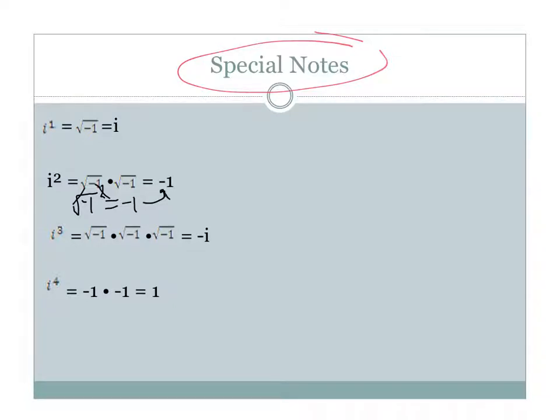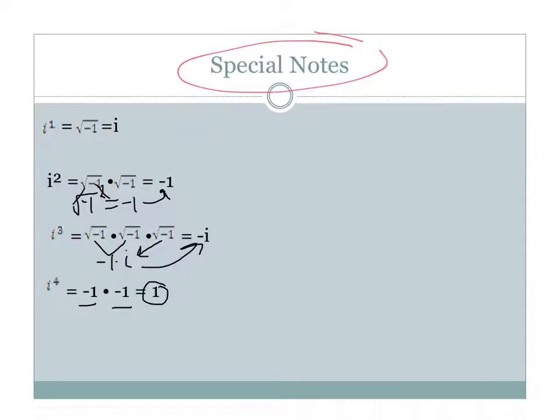So let's check out i cubed. Well, I know that the i squared part's just going to give me negative 1, and then the square root of negative 1 is just i. Negative 1 times i gives me negative i. And then i to the fourth. Well, I have i squared and i squared, which is negative 1 and negative 1, so I get negative 1 times negative 1, which gives me positive 1.